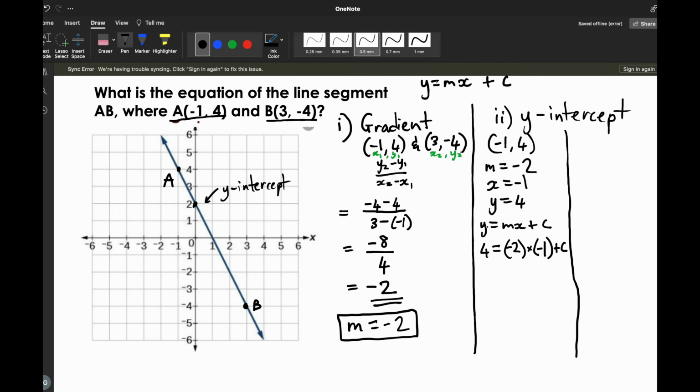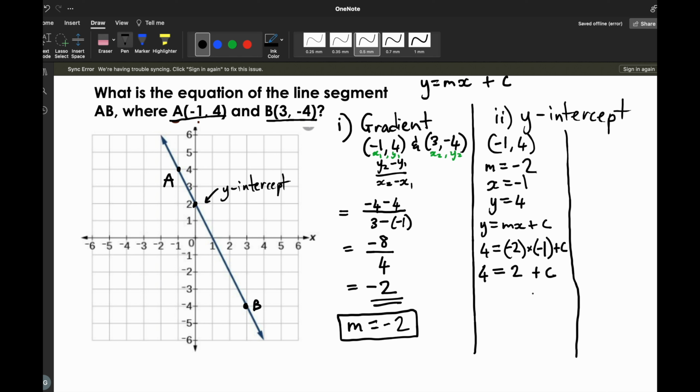So notice what I did here. Y is basically 4, so I replace y with 4. M is basically -2, so I replace m with -2, multiplied by x, which is -1. The only thing I don't know is c. And that is why we leave c here like plus c, because we're trying to figure out what c is. So now I could say 4 is this, which is equal to -2 times -1. What's -2 times -1? +2, because a negative times a positive is a positive. So 2.